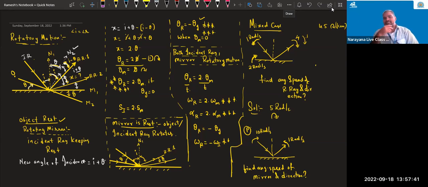Come on, give your answers. Are you supporting Kamlesh? 5.5 clockwise, Venkatesh.